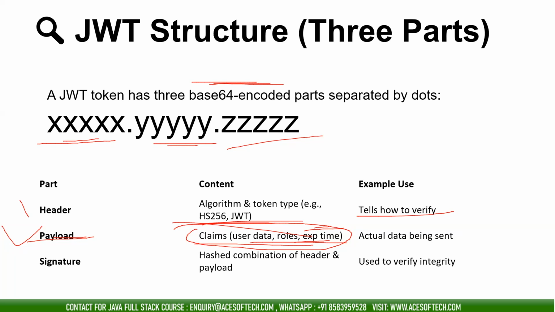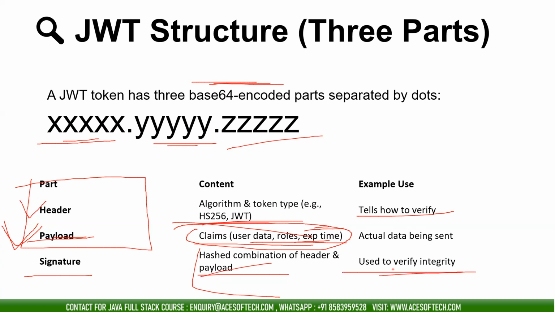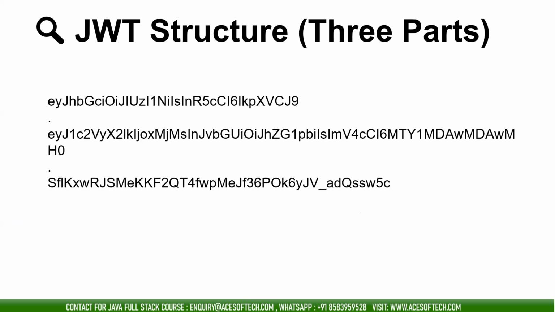The first one is the encoding method, the second one is user information, and finally the signature. It is a hashed combination of the header and payload. This signature is used to verify the integrity. So guys, this is how the whole JWT structure is created automatically. And finally you will see this kind of encoded JWT token code.